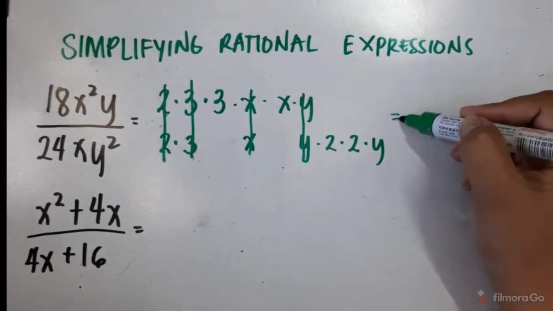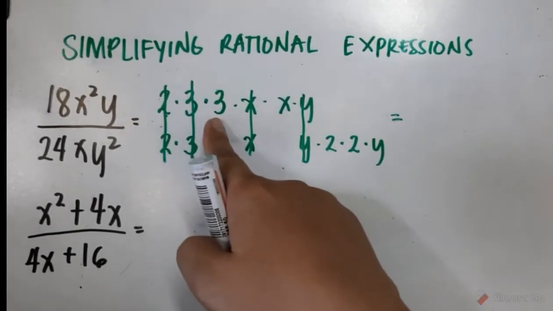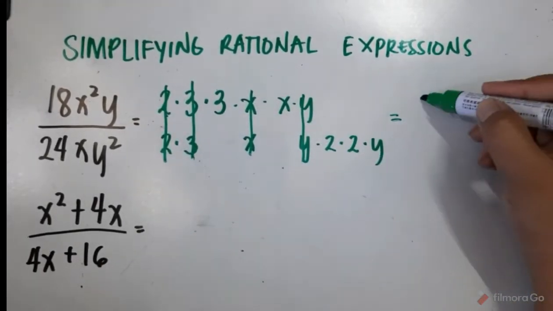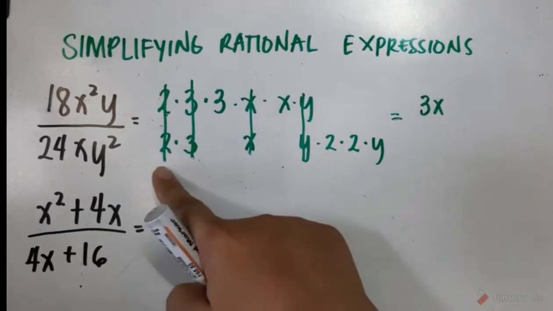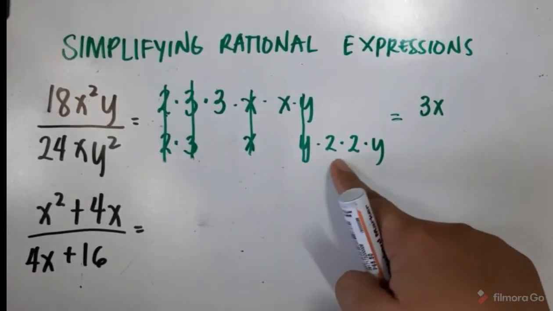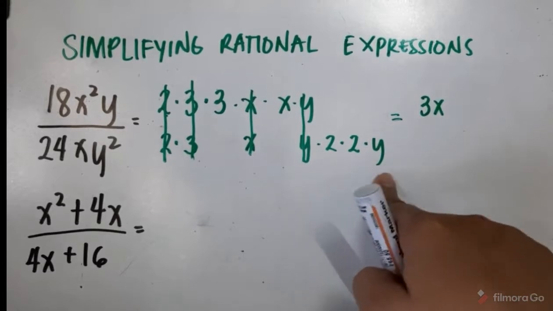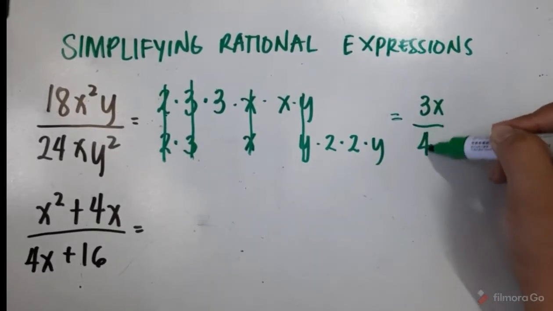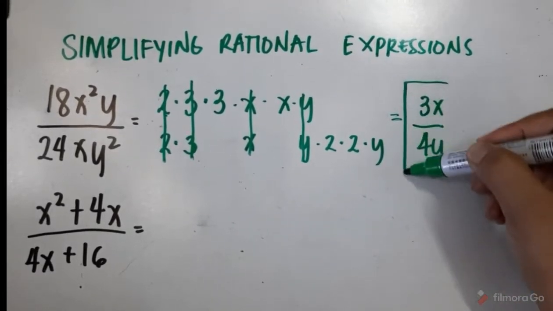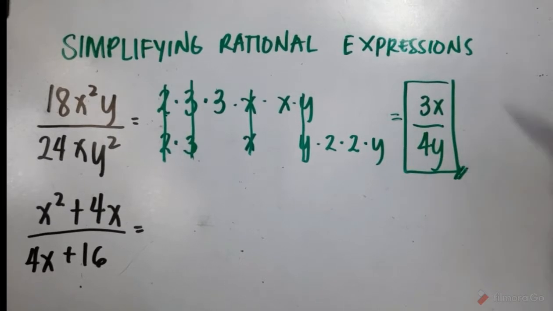So what do we have left in the numerator is 3 and x. And in the denominator, what do we have left? 2 times 2, 4, times y is 4y. So this is now the simplified rational expression.